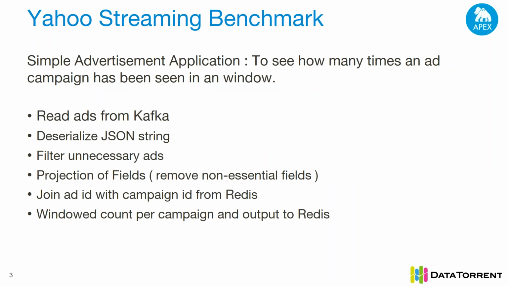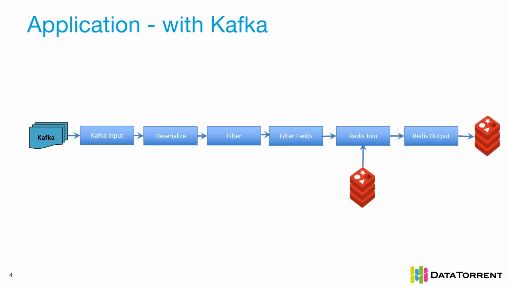So essentially, this is the benchmark. It's a simple advertisement application, and you want to know how successful your campaign is, how many hits your campaign is getting. You're reading from Kafka, and there is a JSON string. You deserialize it, filter unnecessary ads, and do a few operations. If I represent this same text in a diagram, this is what it will look like. You are reading from Kafka, deserializing, filtering, and ultimately storing it in Redis for query purposes.